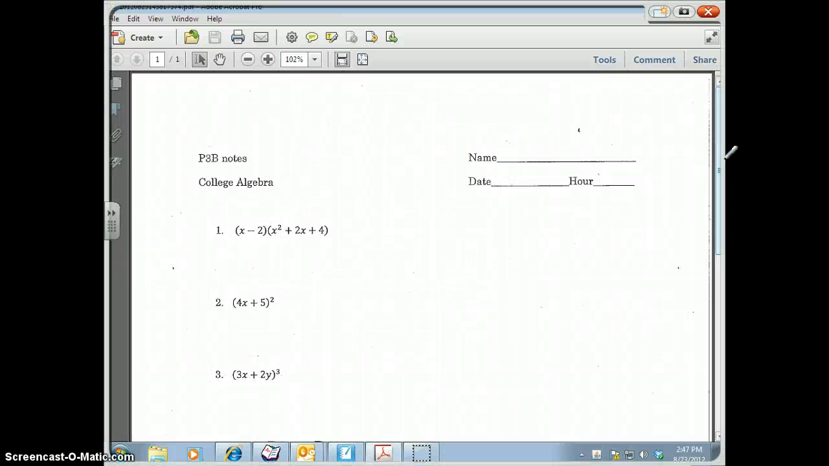Hi, this is the second half of section P3. This is the last section that we will cover before our next test. We're going to be multiplying polynomials today.